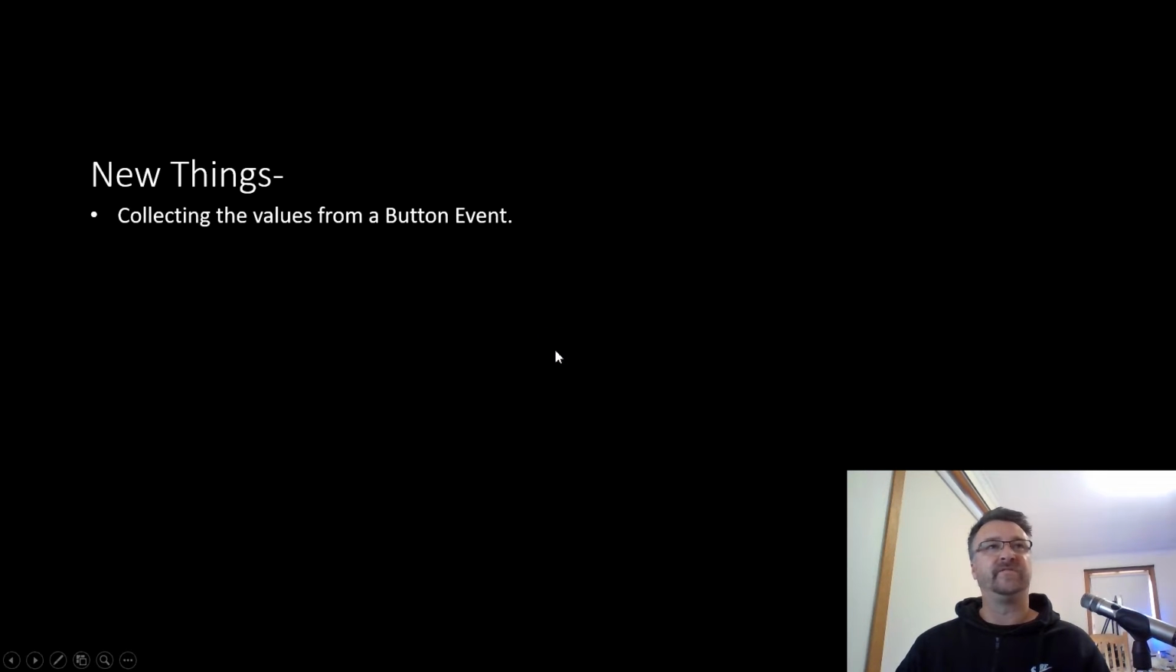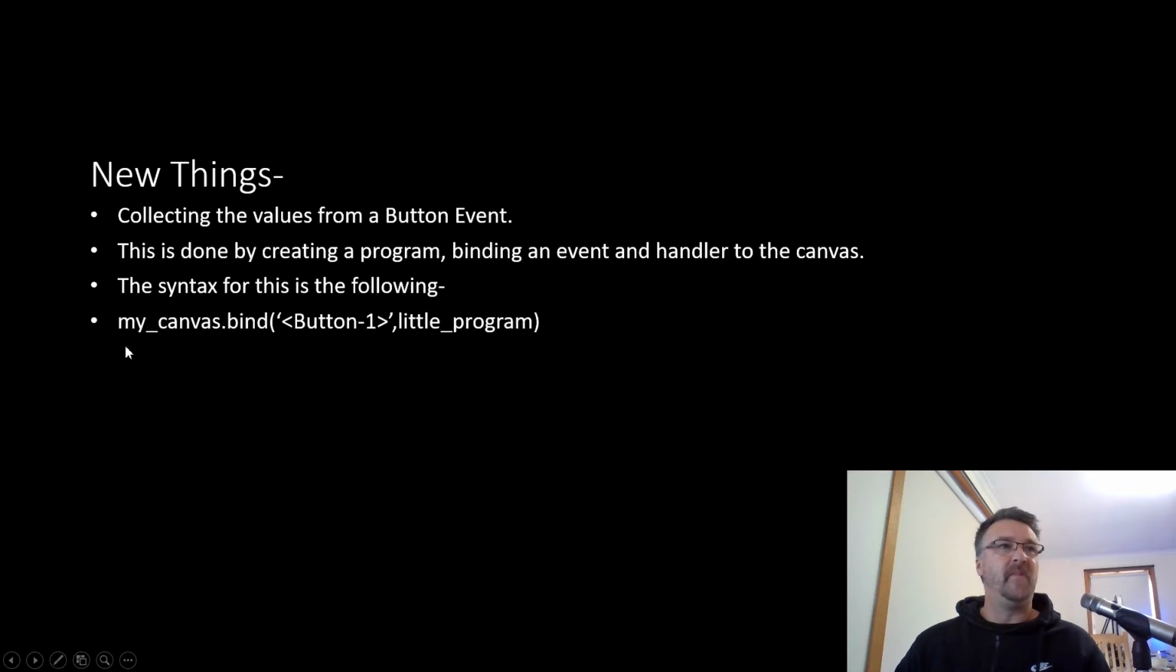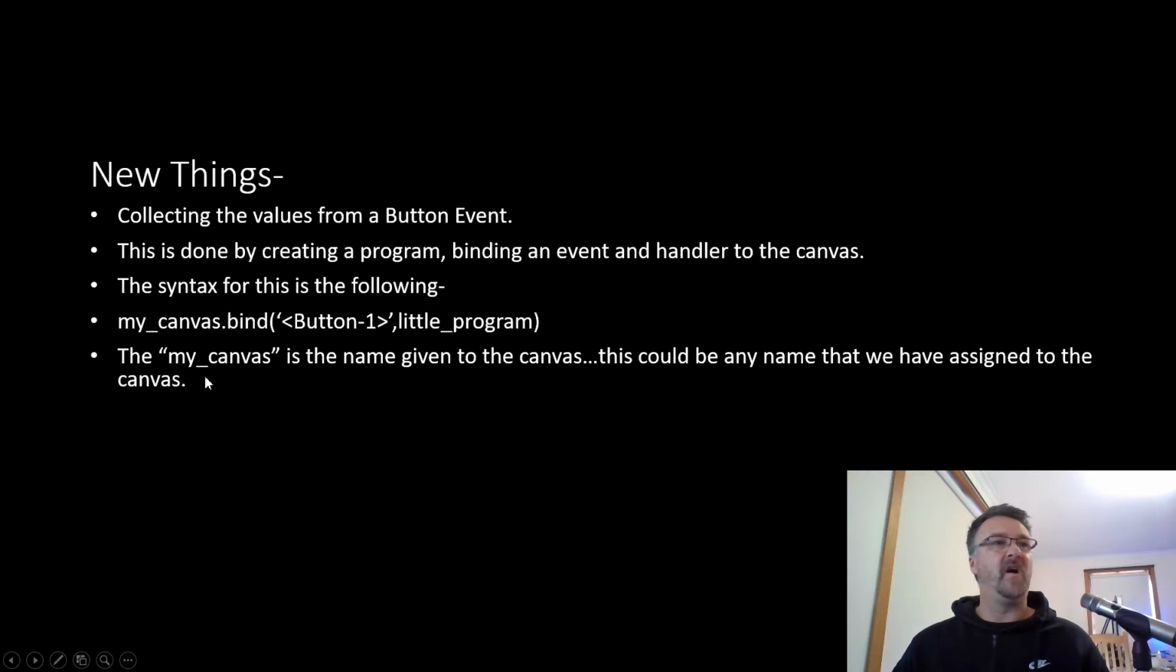Now, here are the new things that we're dealing with. We're collecting the variables from a button event. This is done by creating a program, binding an event and handler to the canvas. The syntax for this is as follows: my canvas dot bind, open brackets, inverted comma, then the less than symbol, Button with a capital B, -1, greater than symbol, inverted comma, comma, and little program, close brackets. And this is where my canvas is the name given to the canvas. Now this could be any name that we have assigned to the canvas.